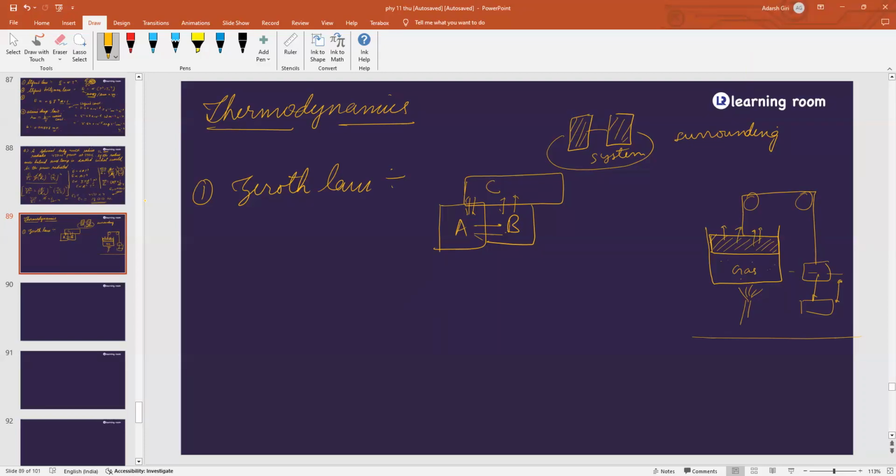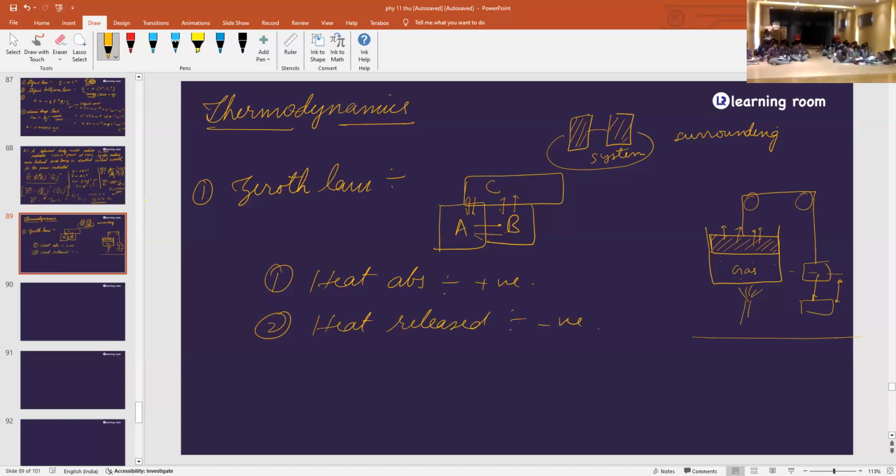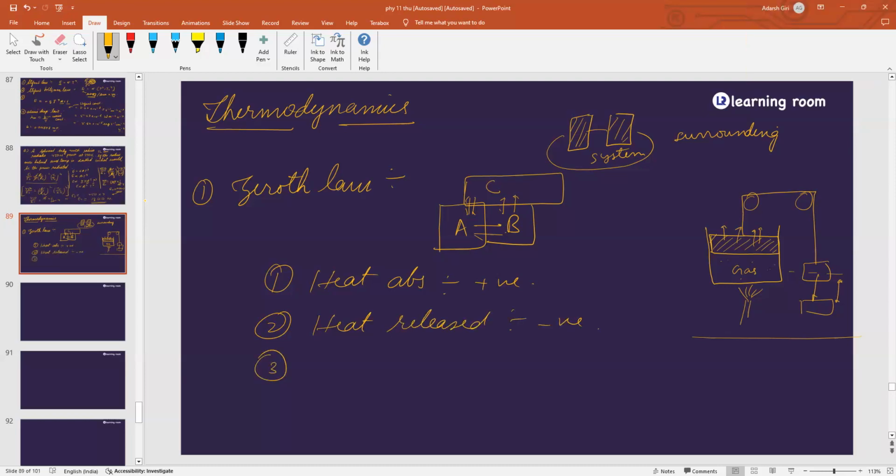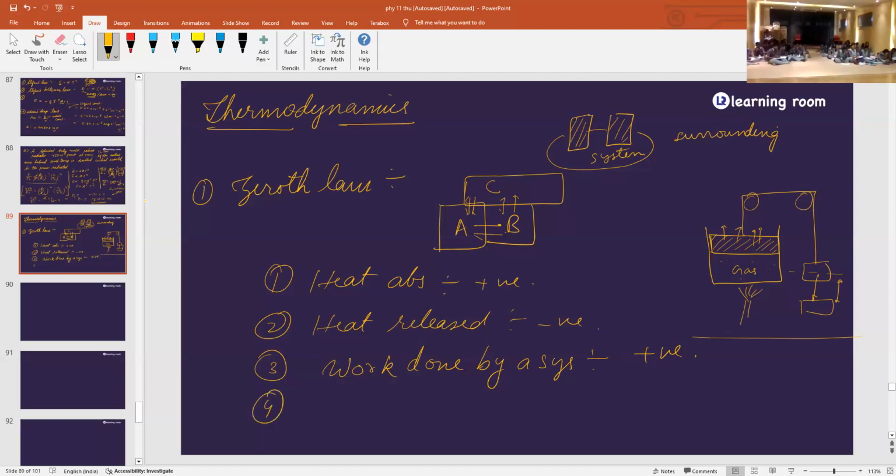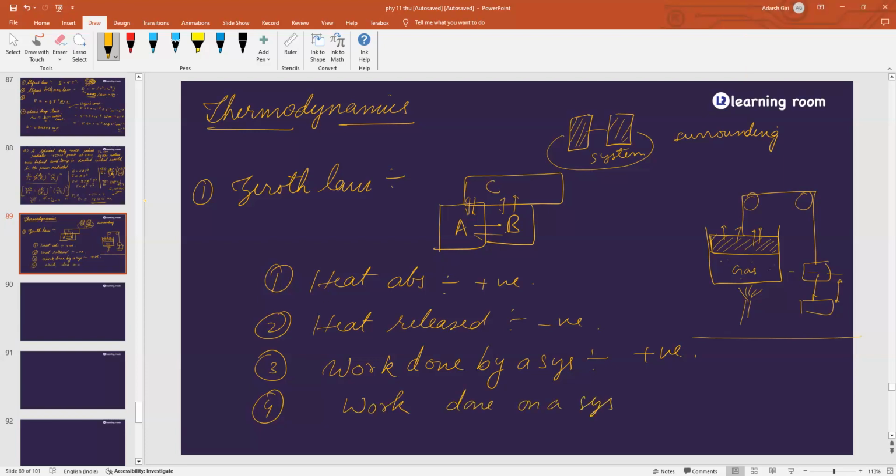Now sign conventions. Heat absorbed by a system is positive. Heat released is negative. Secondly, physics and chemistry differ here. Work done by a system is positive in physics, and chemistry says it is negative. And work done on a system is negative in physics.